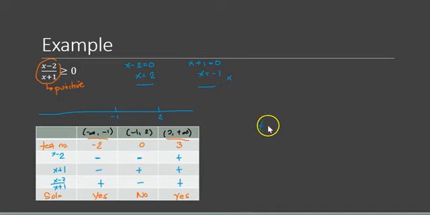So that would be negative infinity to negative 1. We're not going to include negative 1, but 2 is included because when we substitute x with 2, you get a fraction equal to 0, and we want to include that. So 2 to positive infinity. So in our inequality notation, that's x less than negative 1 or x greater than or equal to 2.